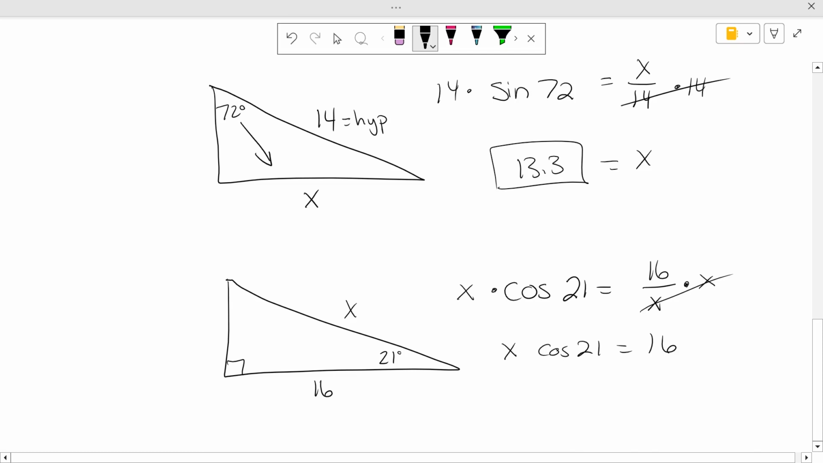Then how do I get x alone? Divide by the cosine of 21. So x equals 16 divided by the cosine of 21, which actually makes x bigger than 16. Probably 20, what, 23? That's maybe too big. Okay, 17.1. Yeah, that was off. I'm just taking wild guesses here.